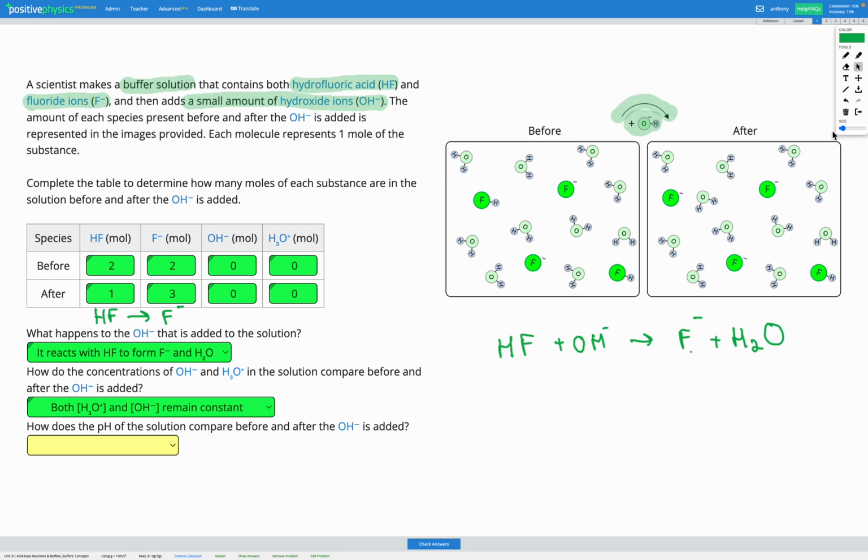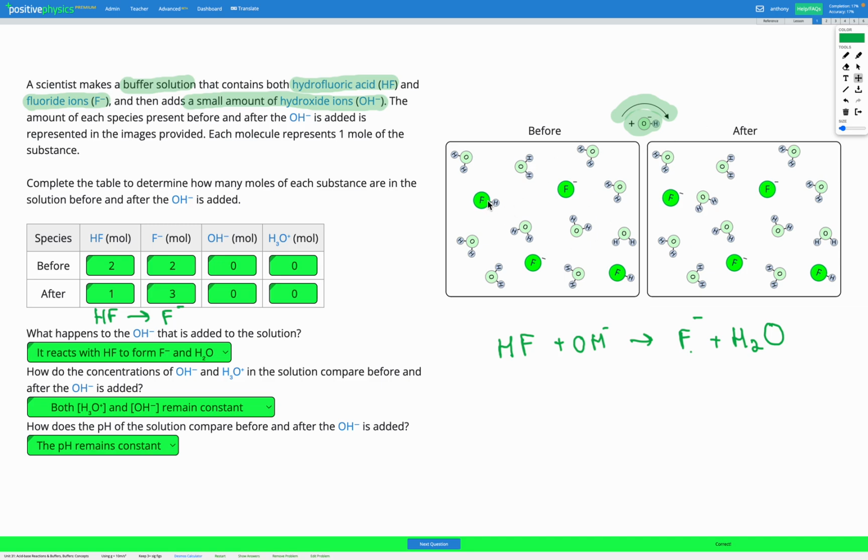It then asks us, how does the pH of the solution compare before and after the OH- is added? If we had an increase in hydroxide ions, that would be making our solution more basic, which would be increasing our pH. If we ended up having more hydronium ions or hydrogen plus ions, that would be increasing the acidity of our solution, making it more acidic. But in this case, the concentration of OH- and H3O+ remains constant. So the pH is not going to change. How does the pH change? It remains constant.